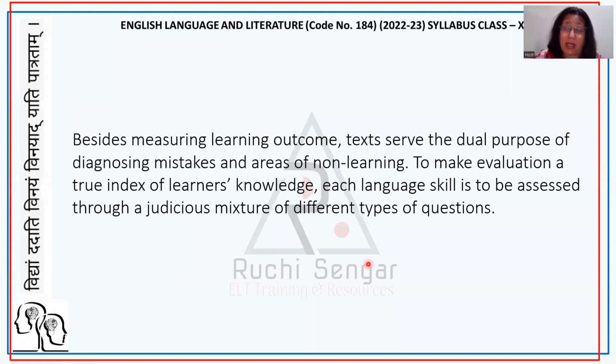And the last thing in the initial pages, I think, is that besides measuring learning outcomes, tests serve the dual purpose of diagnosing mistakes and areas of weakness. To make evaluation a true index of learners' knowledge, each language skill is to be assessed through a judicious mixture of different types of questions. You will see this in the paper of 2023. Different types of questions. It says here, why? Because that's how you will get to know whether the child has actually learned, not mugged up. Okay, yeah.